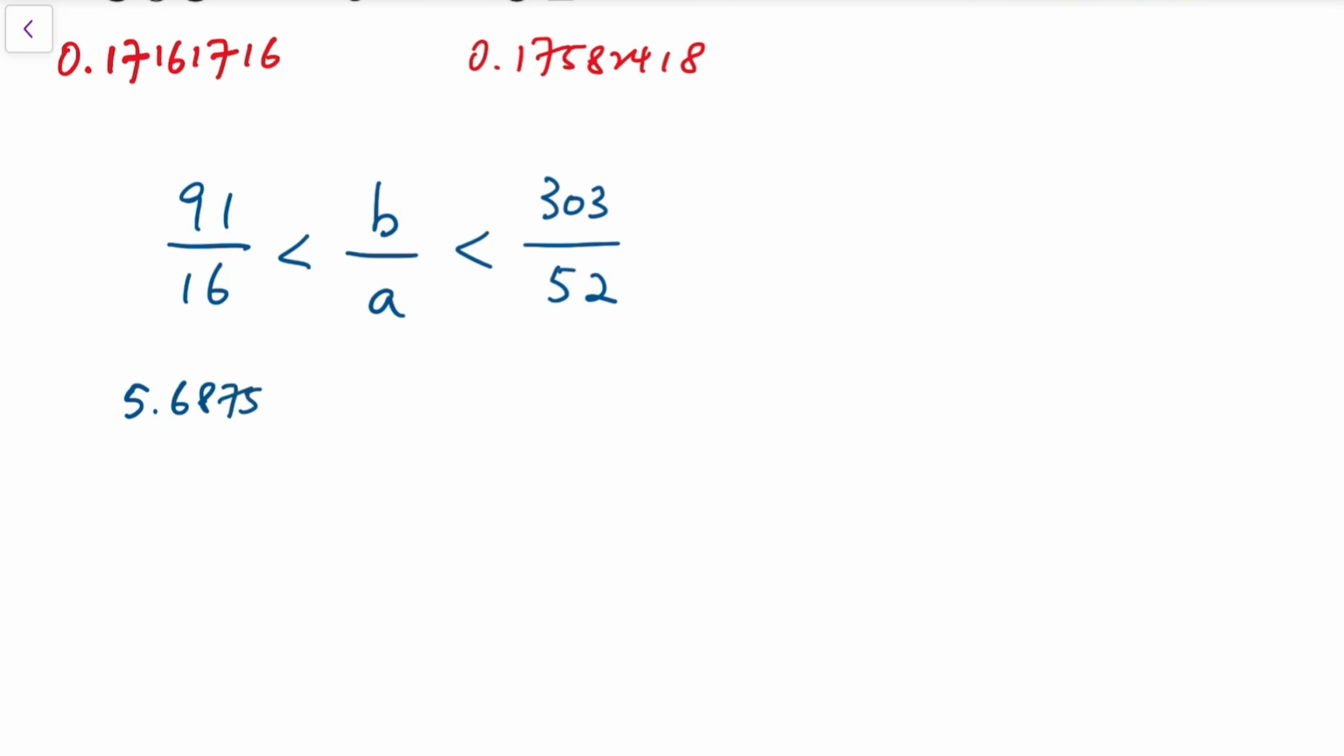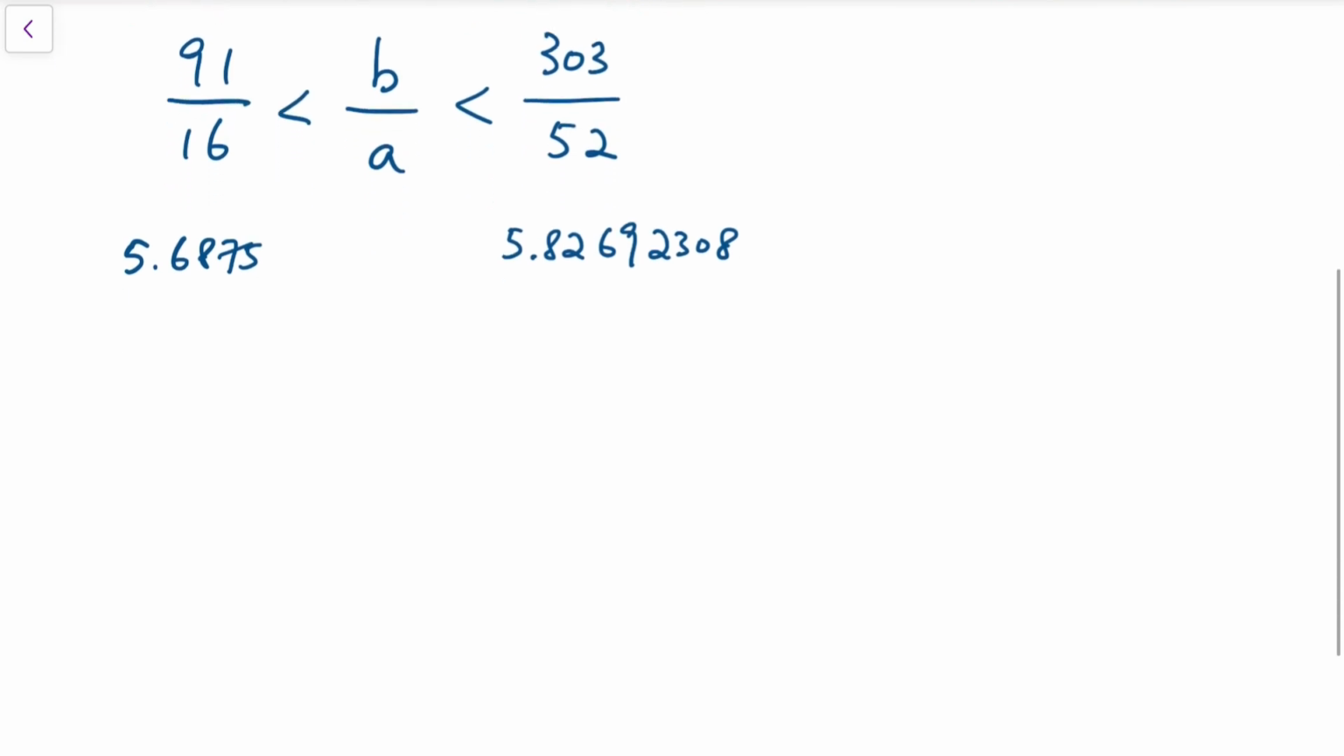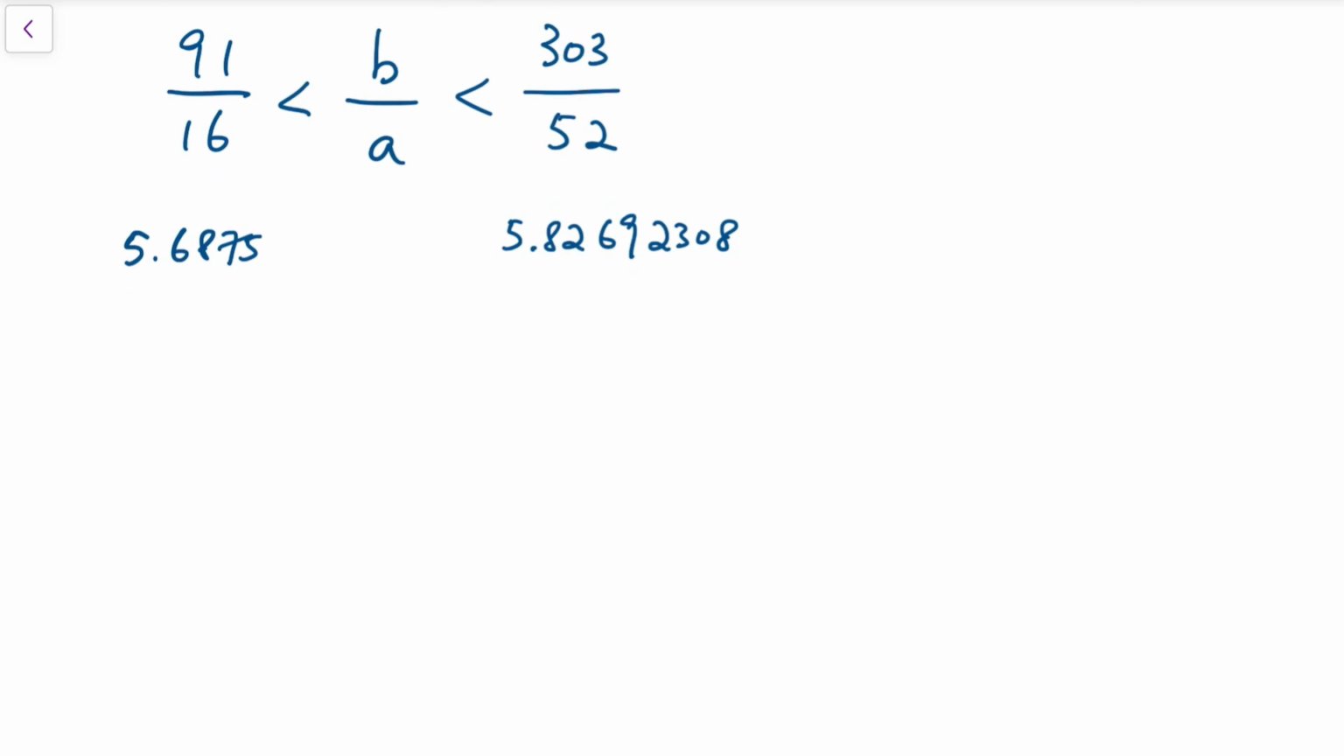Indeed, the smaller fraction has decimal value 5.6875, while the larger fraction has decimal value 5.82692308. So the difference is now about 0.14, which is way larger than the previous gap, because the previous gap is just 0.0042 and now it's about 0.14. So the next step is that I'm going to subtract all fractions in this inequality by 5.